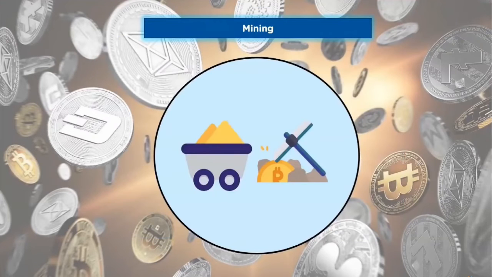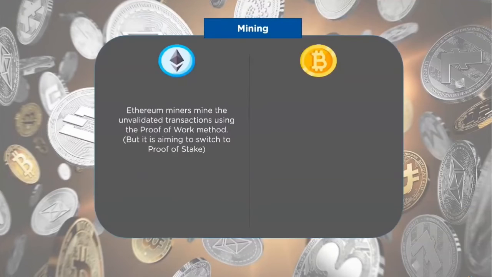As we have covered the algorithm and programming language of both cryptocurrencies, now let's take a look at the mining process of both. Mining is a process in which transactions made are validated and added to blockchain public ledger in blocks, and the people mining these blocks are called miners. Ethereum miners mine the unvalidated transaction using the proof of work method, but it aims to switch to proof of stake because it will make its network more immune to centralization, energy efficient, and stronger support for its shared chain. On the other hand, similar to Ethereum, Bitcoin miners also use the proof of work method to mine unvalidated transactions. This method is enough to function in Bitcoin network worldwide.